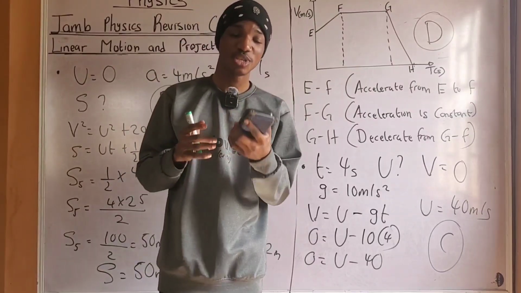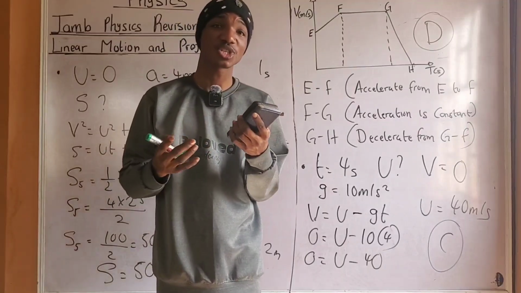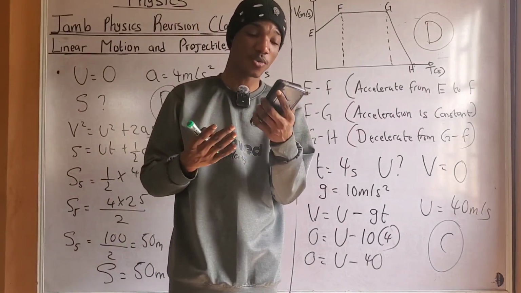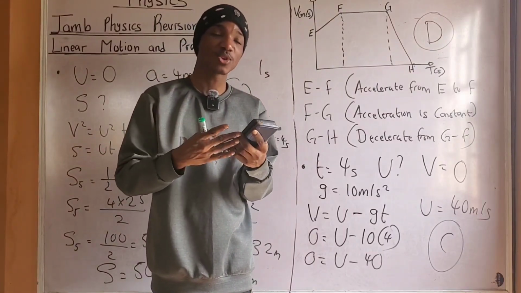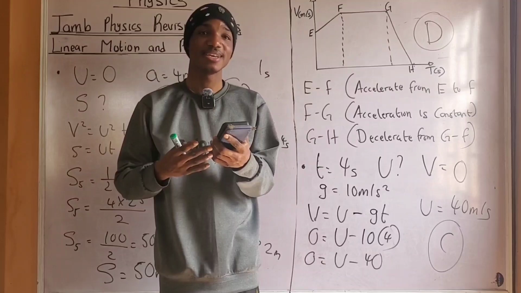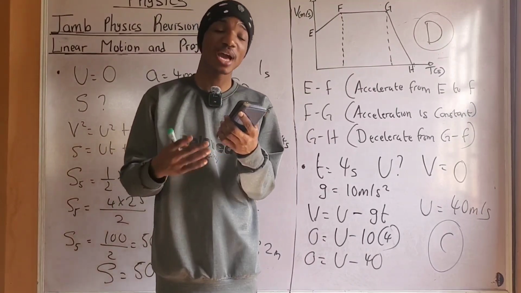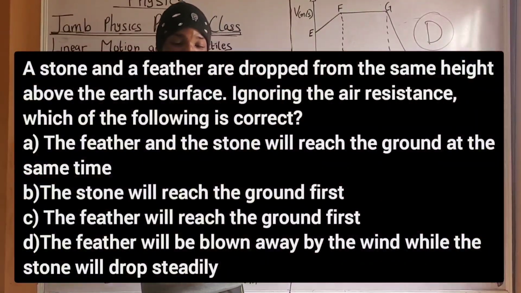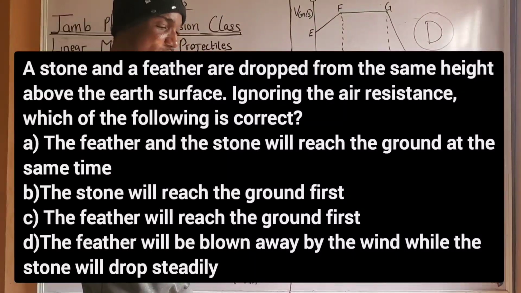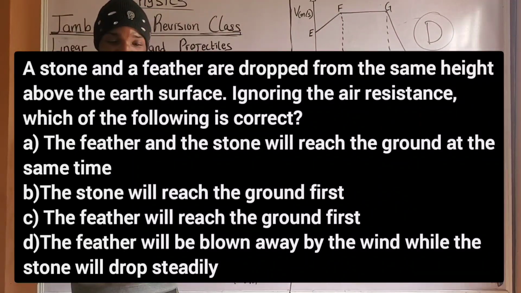Now listen, the question says we should ignore the air resistance. Are you getting it? That means mass is inconsequential. We are not going to take into consideration the masses. Of course, you know that the mass of the stone is higher than the mass of the feather. Based on that, if you want to consider the masses, that means the stone will first get to the ground. But now we are asked to ignore the air resistance. So that means both the stone and the feather will get to the ground at the same time. That is the correct option. The correct option is option A. The stone and the feather will both reach the ground at the same time.